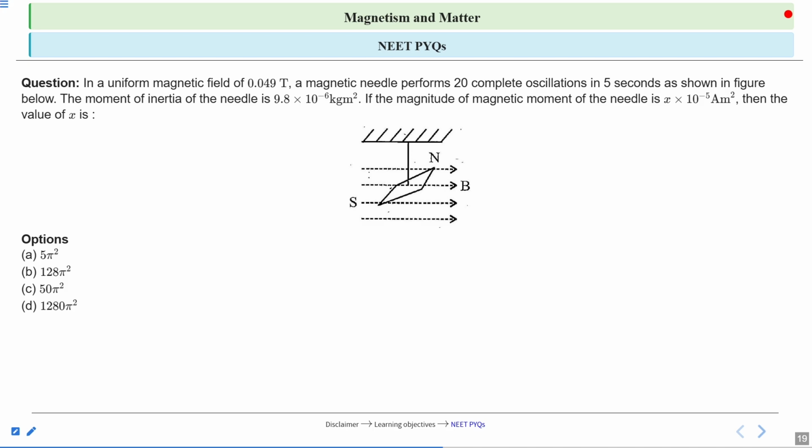And in the diagram it is given there is a needle having north and south pole, and a uniform magnetic field is there, and it is oscillating in the uniform magnetic field. Okay, so I will give you some time to think about it.